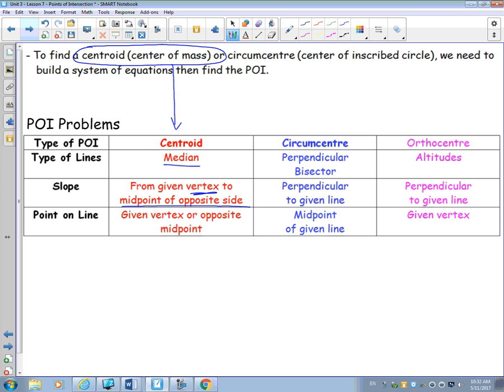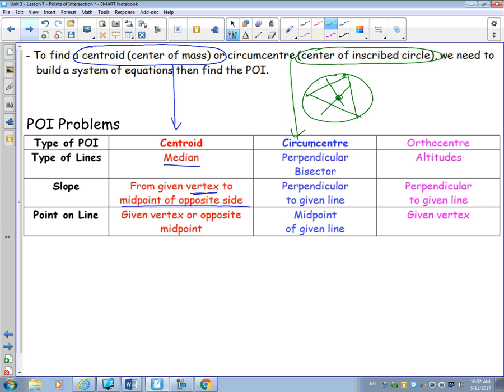I also am going to look at circumcenters today. A circumcenter is the center of a circumscribed circle. So we talked about that one. If I had a circle and I drew my triangle on top of it, perpendicular bisectors, which is what we're looking at here, will meet in the exact center of the circle.